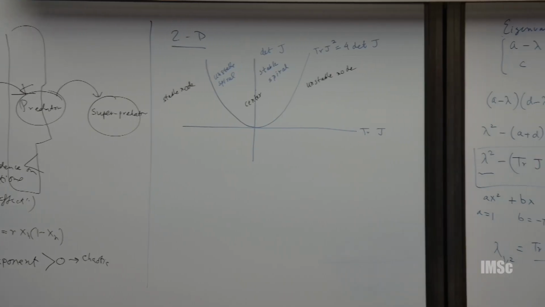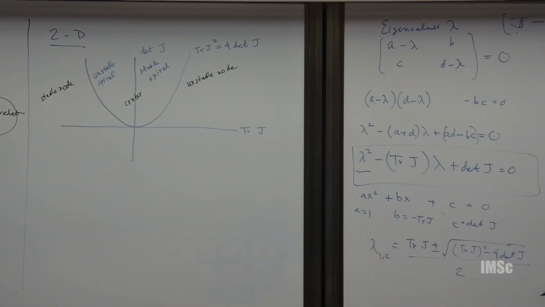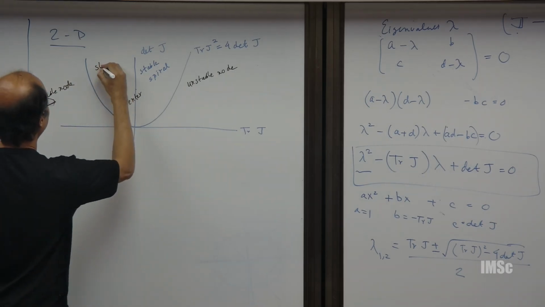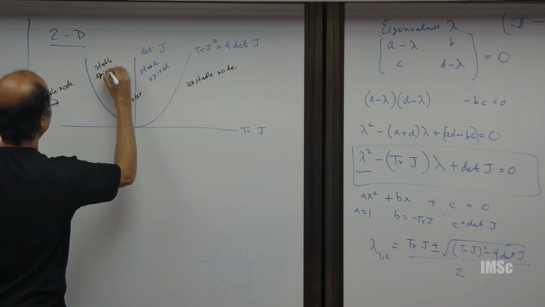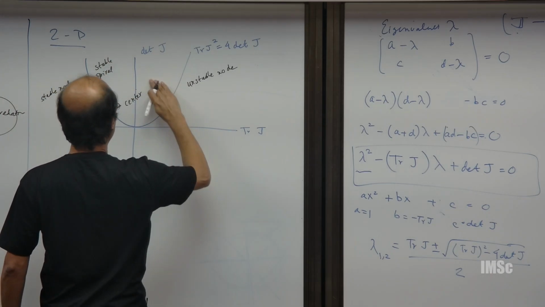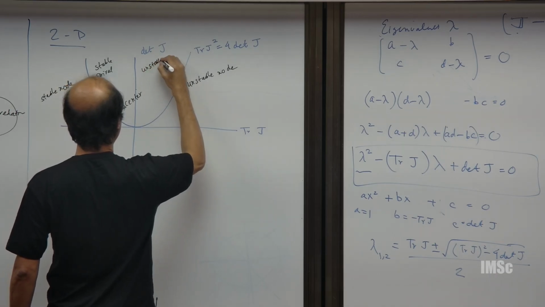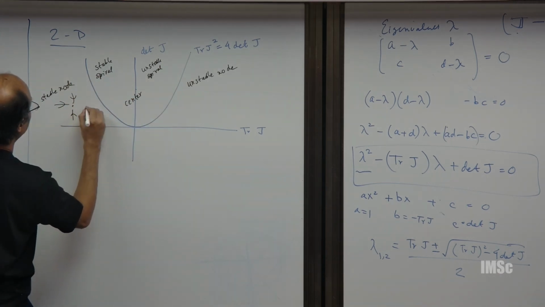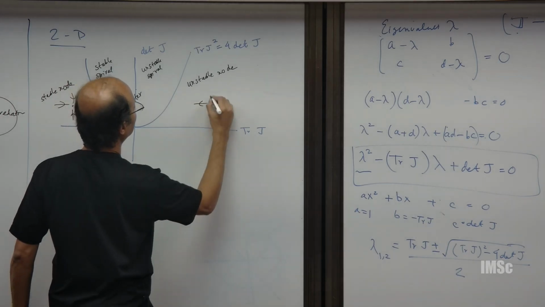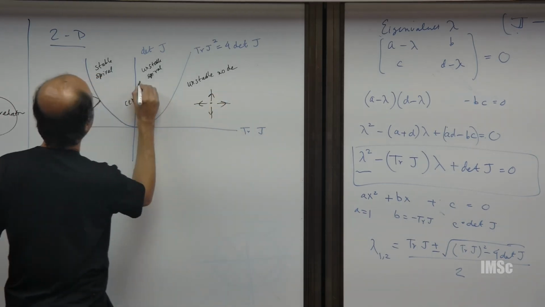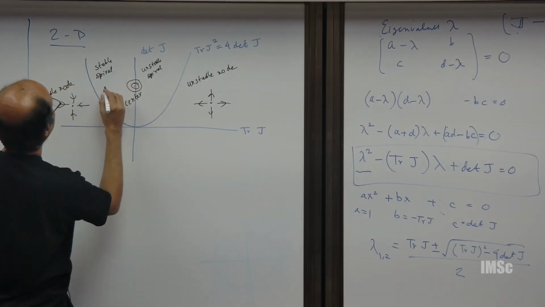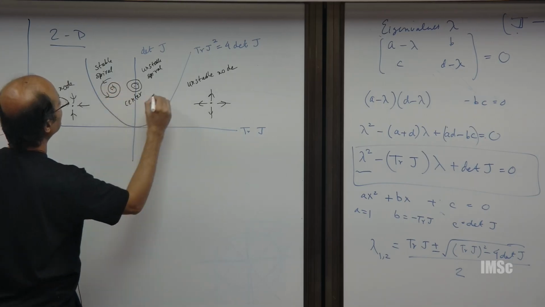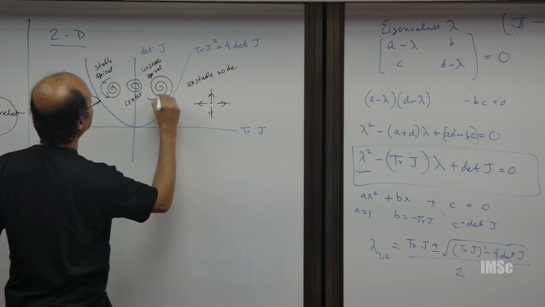It is a saddle. Sorry? Oh, I am so sorry. Yeah, you are right. This will be stable spiral. Sorry. This will be stable spiral and this will be unstable spiral. Thanks. So this is this is this, center is this, stable spiral is this, unstable spiral is this.